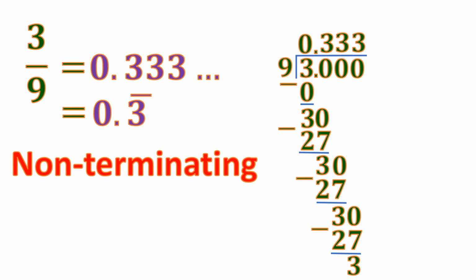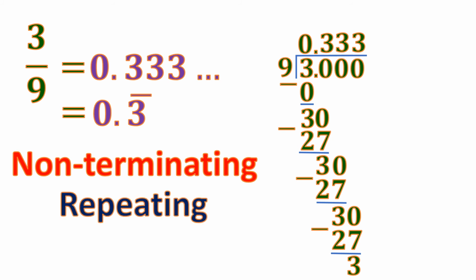And these non-terminating decimals can be written in fraction like the 3/9 as long as it is repeating. If it's not repeating and it is also non-terminating, then it cannot be transformed into fraction. They are called irrational numbers.